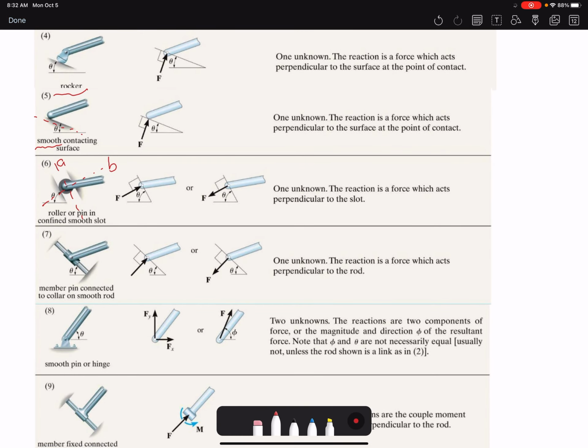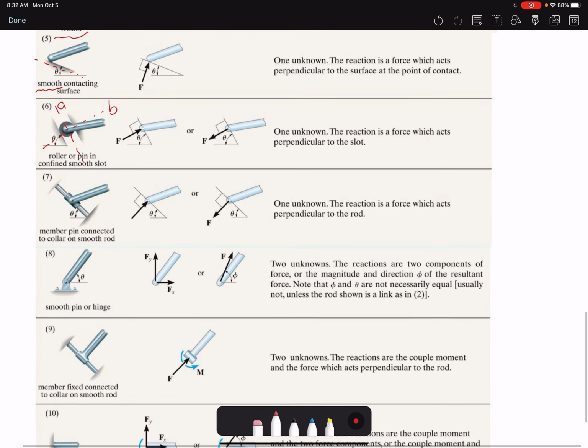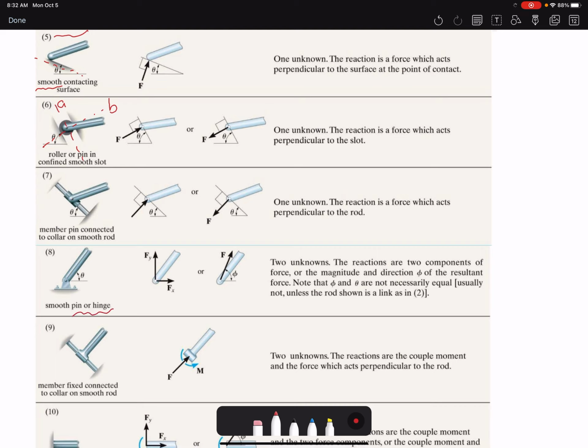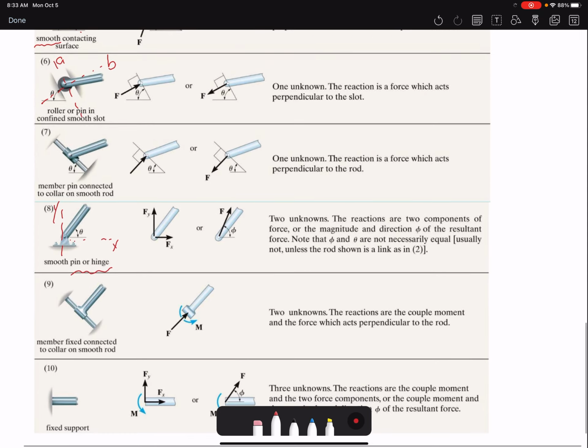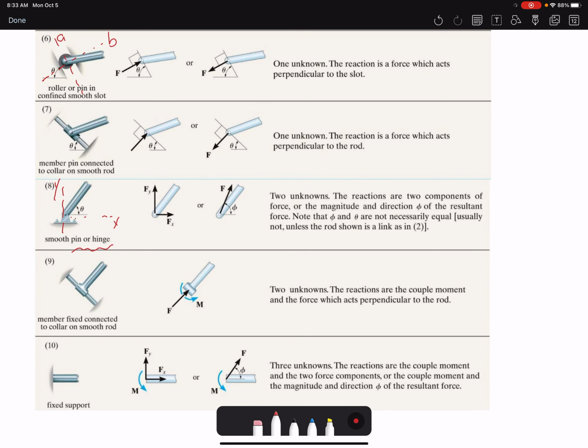And a pin connection, we talked about that. Smooth pin or hinge, same thing. It resists motion in both x and y, but it allows for rotation. That's why you don't see any moment. And a fixed support is a general case which doesn't allow any rotation. Therefore, we always have a moment whenever we use this. When you see the term fixed, you can think of it as welding. When you weld this part and this part, they cannot rotate.